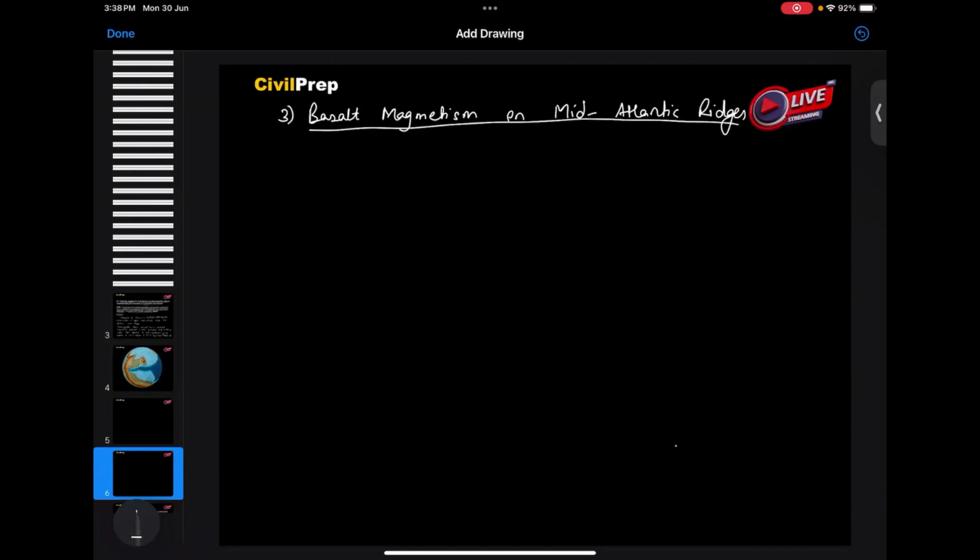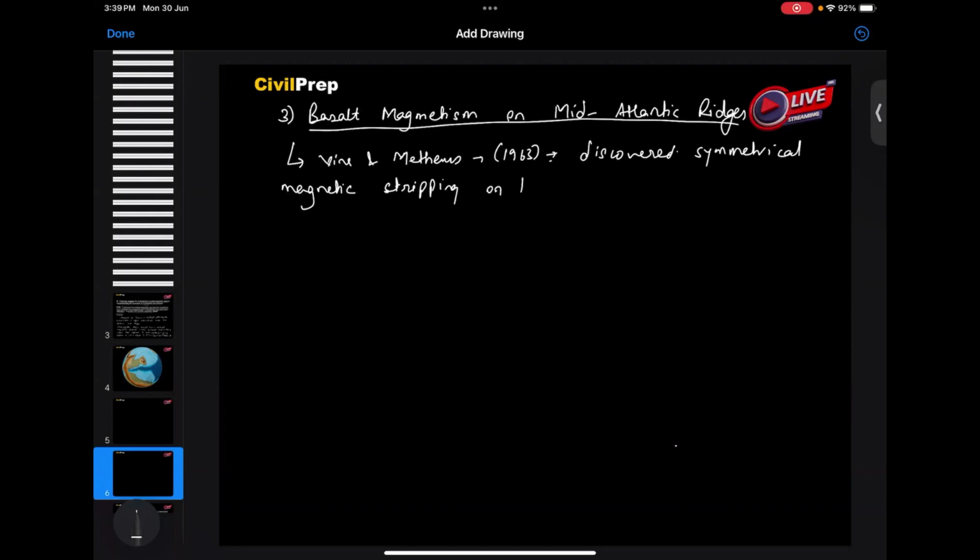Okay, we are trying to write a very specific answer here. So here theorists like Vine and Matthews in the year of 1963 discovered symmetrical magnetic striping on the ocean floor, which was crucial for the seafloor spreading.